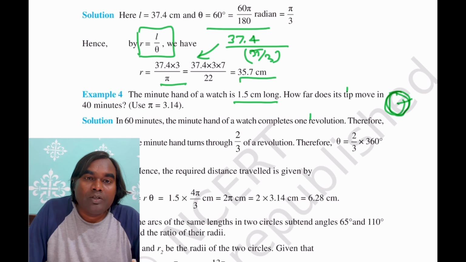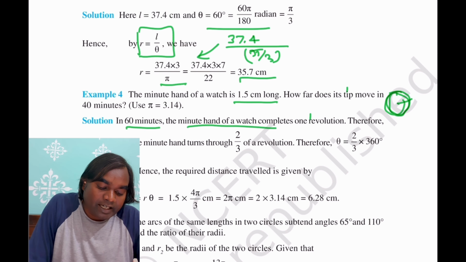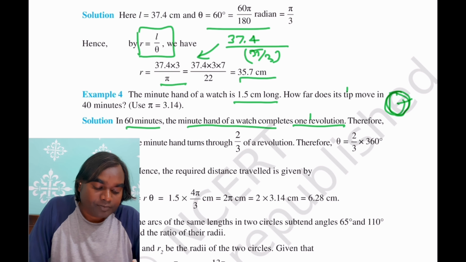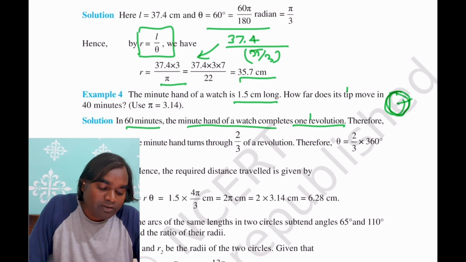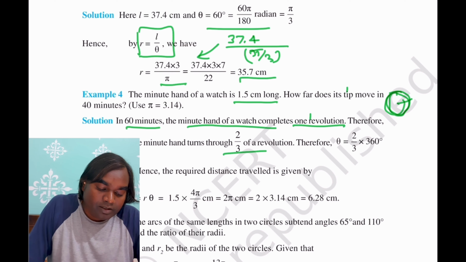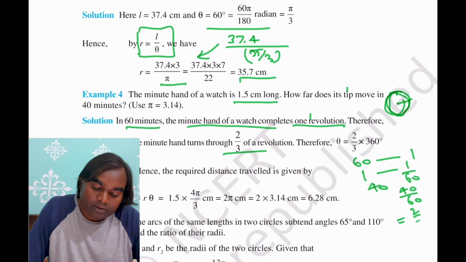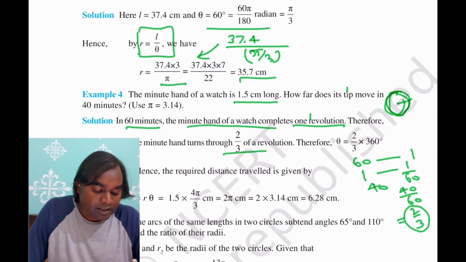So what will we do? We will convert these 40 minutes into radian. So in 60 minutes the minute hand of a watch completes one revolution. Therefore in 40 minutes how much revolution will it make? 2 by 3 of the revolution. How? So you see 60 minutes makes one revolution. Therefore 1 minute is 1 by 60, therefore 40 minutes it will be 40 by 60, that will be equal to 2 by 3. So 2 by 3 of a revolution it will make in 40 minutes.